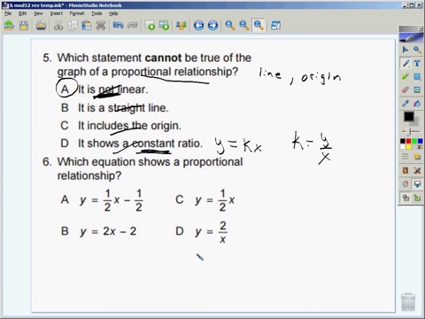Number 6, which equation shows a proportional relationship? It would have to be able to be written in this form, and the only one written in that form is C. These two are non-proportional. They're written in the form y equals mx plus b. This, instead of multiplying by x, I'm dividing by x, so it's not in the right format.